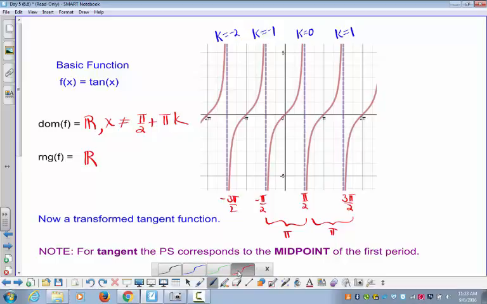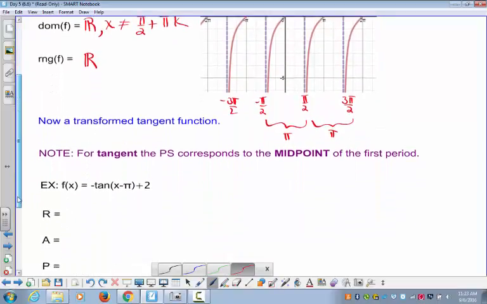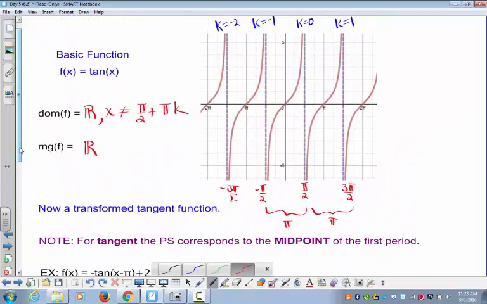Okay, so let's do a transformation. That's our basic tangent. Notice when we dealt with sine and cosine, the period started right at the y-axis. Let me just draw a quick little shape. Sine went like this, and that was right at the y-axis. Cosine does this, starts right at the y-axis. Tangent, though, notice that it doesn't start at the y-axis.